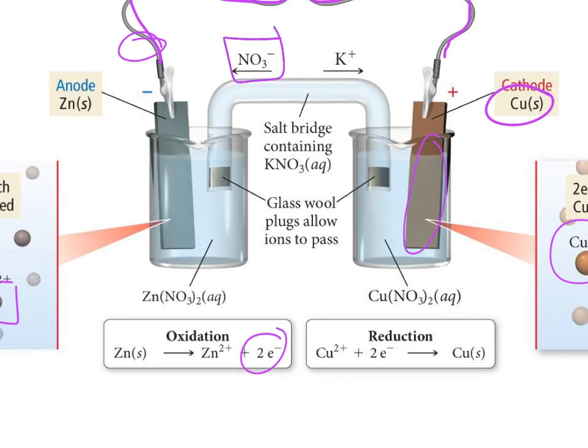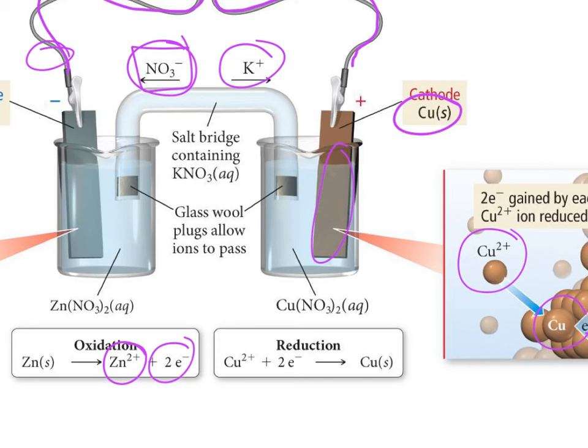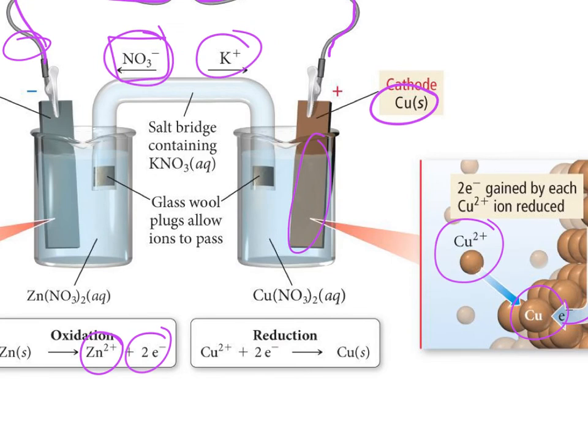In order to balance these out, you need these ions. You have more positive ion forming here, so you need that anion in the salt bridge. And then you have more positive ion, so cation, being leached out of solution and turning into a solid, so you need more positive flowing in there to balance out the charges.